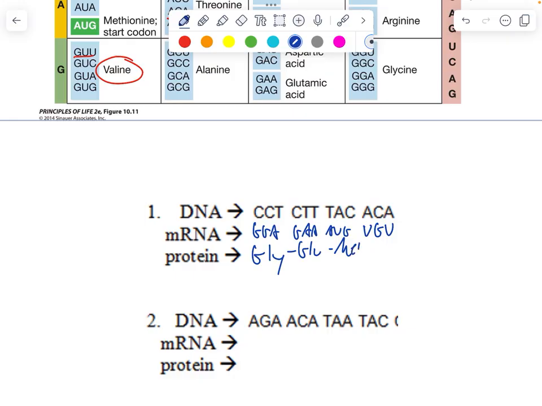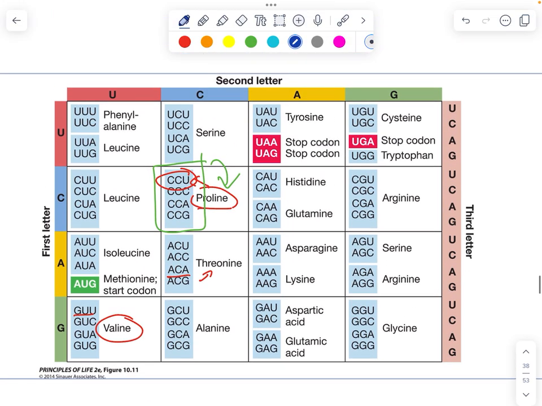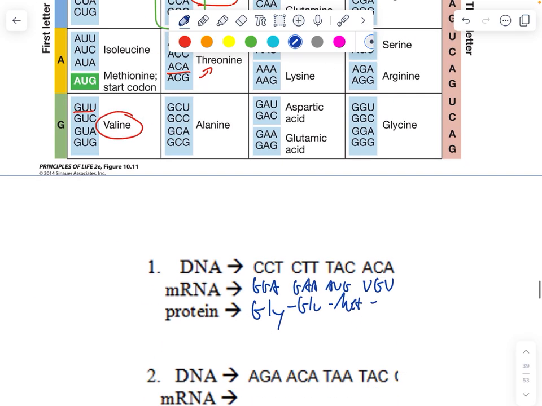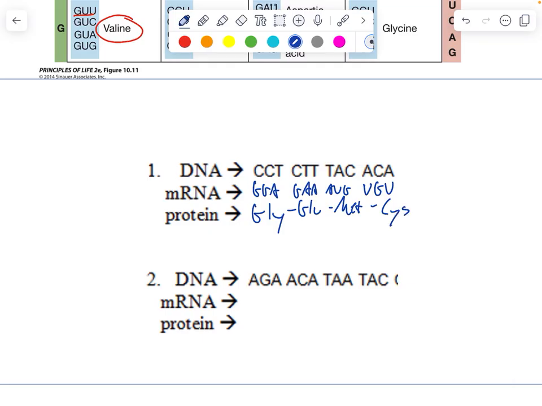AUG is methionine, and UGU is where? UGU. There it is. Cysteine. Okay, CYS. Okay, do this on your own. We'll talk about it in class.